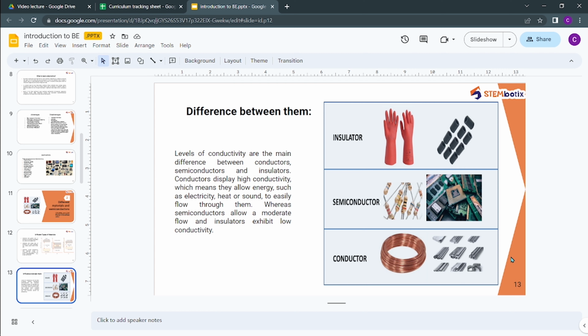In the image you can see insulators are the gloves made from rubber. Then semiconductors, which are used to make resistors and different kinds of chips which are used in phones, TVs, and laptops. And then conductors, which are used to make different types of cables and jumper wires.